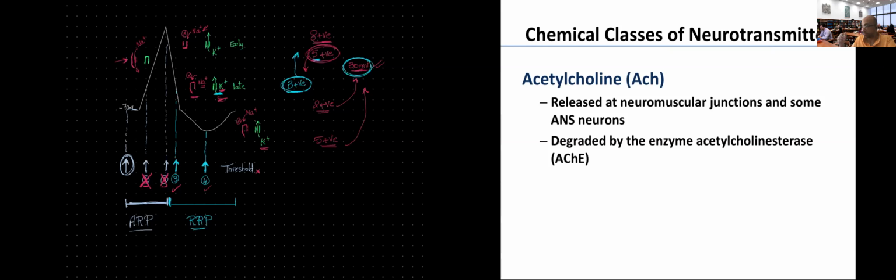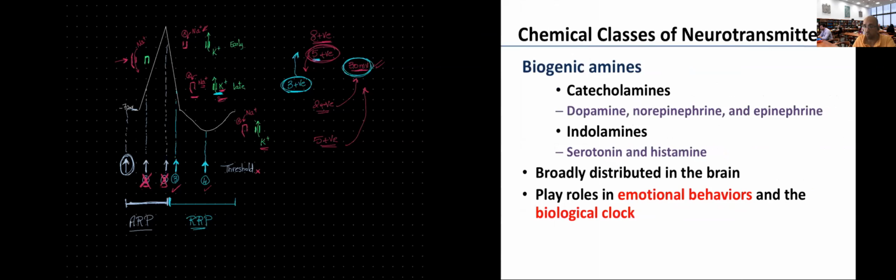Acetylcholine gets deactivated and degraded by an enzyme called acetylcholine esterase. This is the main mechanism by which we're going to be terminating the action of the acetylcholine. It gets broken down by acetylcholine esterase.